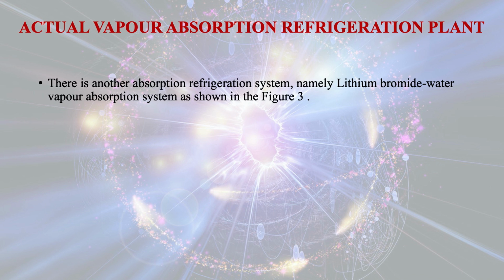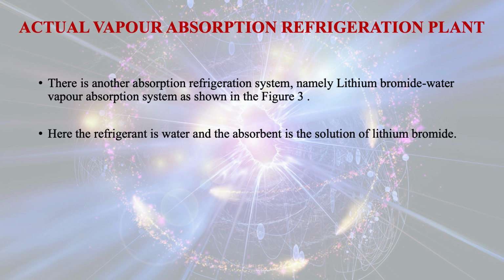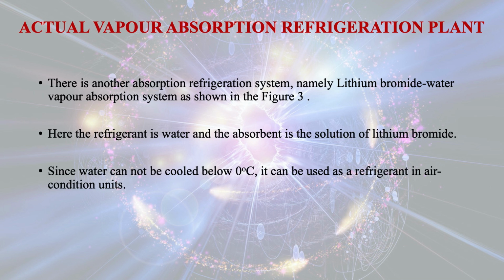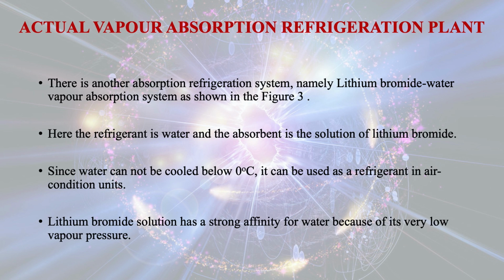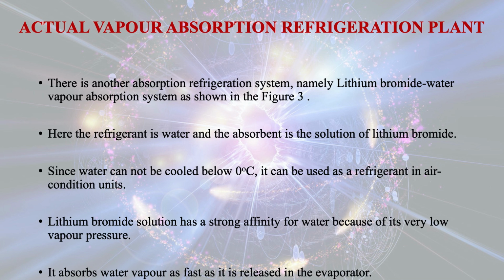There is another absorption refrigeration system, namely the lithium bromide water vapor absorption system, as shown in figure 3. Here the refrigerant is water and the absorbent is the solution of lithium bromide. Since water cannot be cooled below 0 degrees centigrade, it can be used as a refrigerant in air conditioning units. Lithium bromide solution has a strong affinity for water because of its very low water pressure. It absorbs water vapor as fast as it is released in the evaporator.